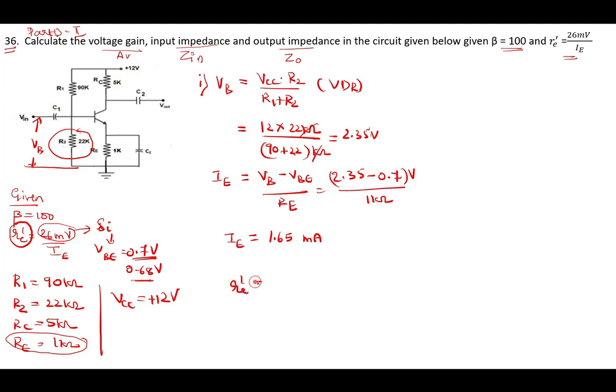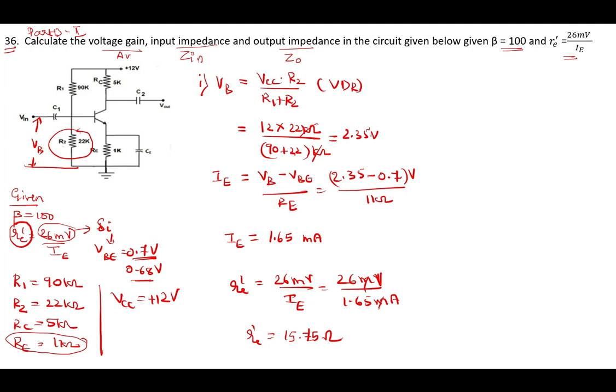Now we need to calculate RE dash. RE dash is given as 26 millivolt by IE. This is 26 millivolt by 1.65 milliamps. You see, milli gets cancelled. Volt by amp is ohm, and 26 divided by 1.65, I will get 15.75 ohm. RE dash is equal to 15.75 ohm. These are the basic things that we need to calculate first before we actually go into the other calculation. These things also carry marks.